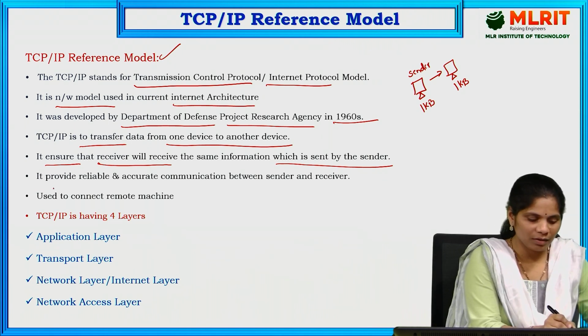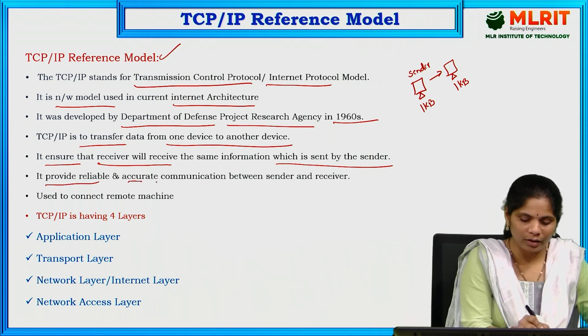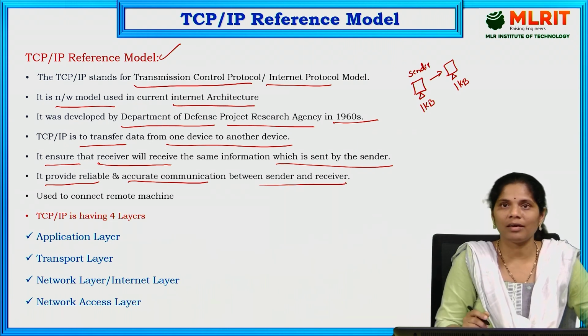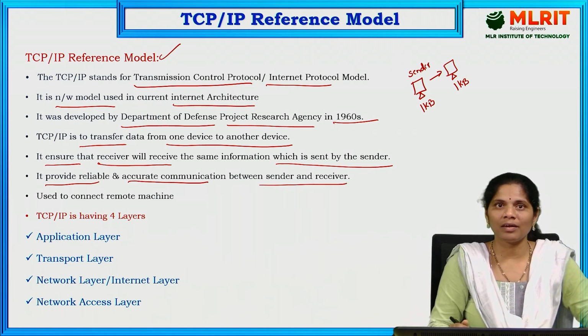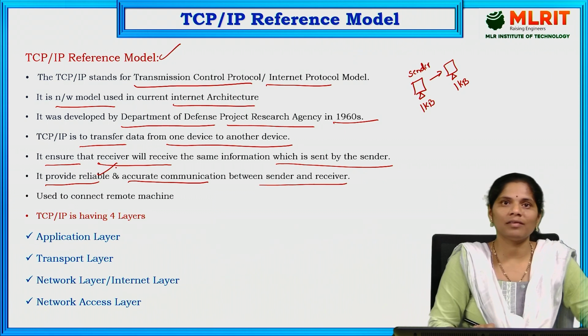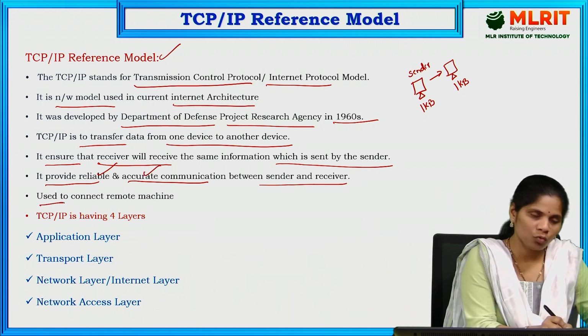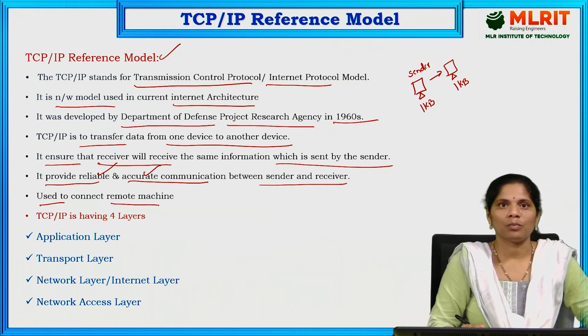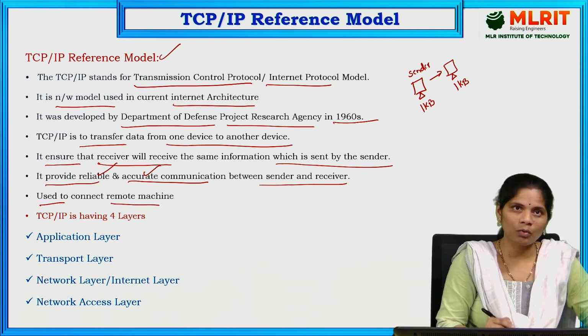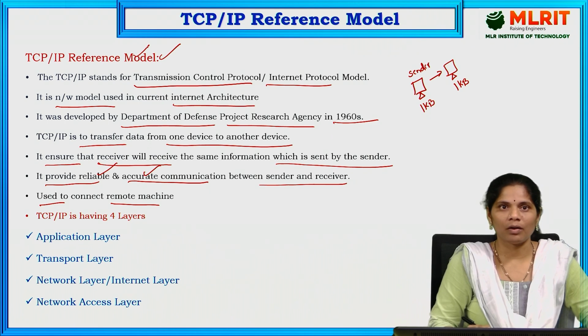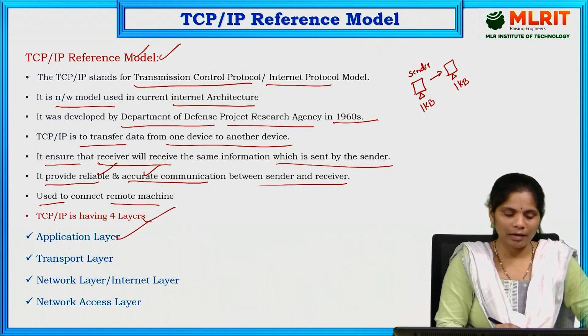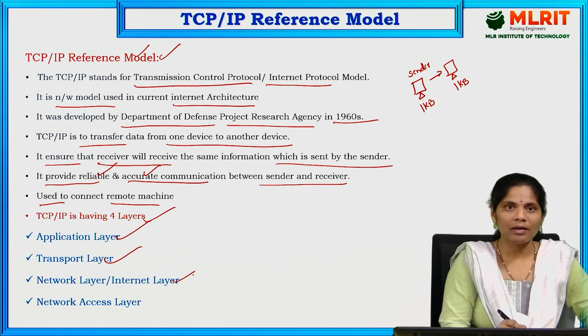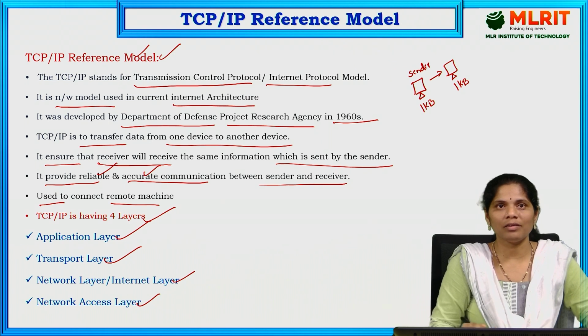At the same time, it also provides reliable and accurate communication between the sender and receiver. Whatever communication is there between sender and receiver, that is reliable. At the same time, it is accurate. That is the TCP/IP reference model. And mainly it is used for remote system connection. If you want to connect to a remote machine, we use the TCP/IP reference model. TCP/IP has 4 layers. These 4 layers are the application layer, transport layer, network layer, that is the internet layer, and the network access layer. These are the 4 layers in the TCP/IP reference model.